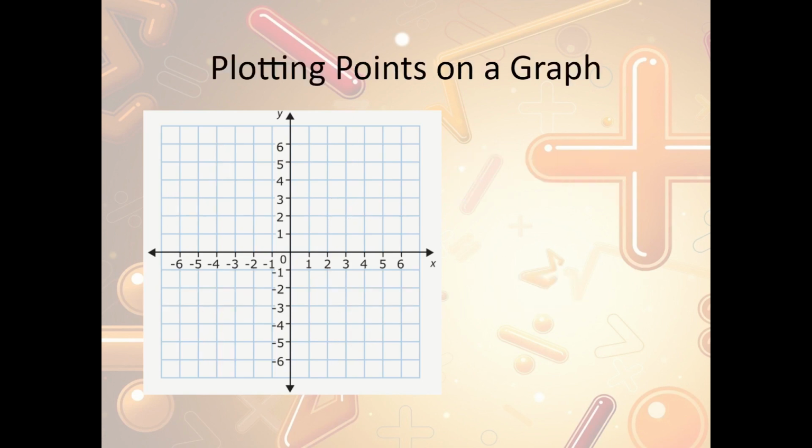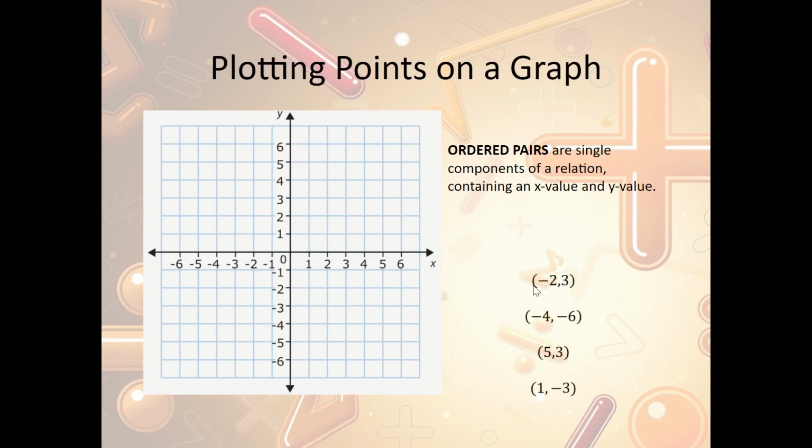Now, how do we plot points on the graph? Well, first of all, we're given ordered pairs. Ordered pairs are single components of a relation containing an x value and a y value. So what that means is we're given an x and a y. For instance, this is an ordered pair, -2, 3. So the way this works is my x goes first and then my y. If you have trouble remembering that, just remember that they go in alphabetical order. So x, then y.